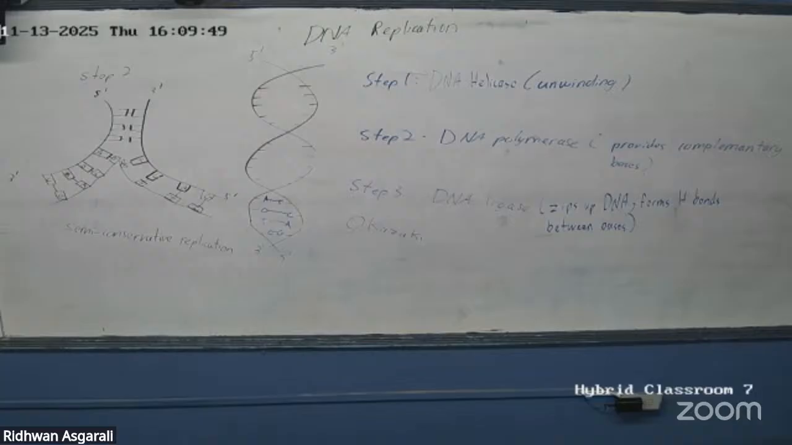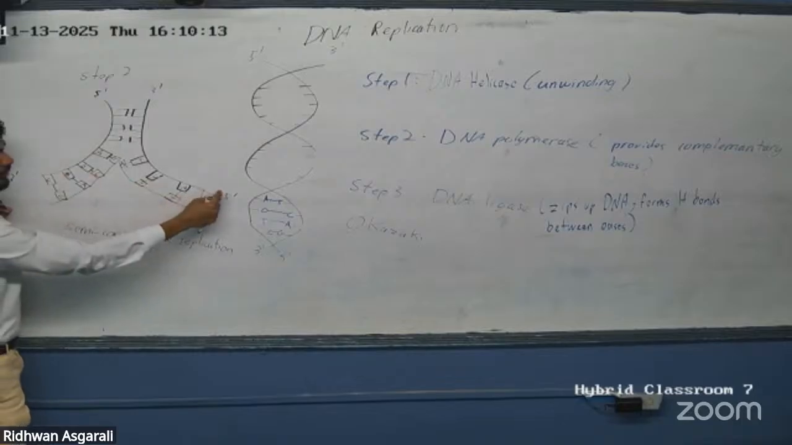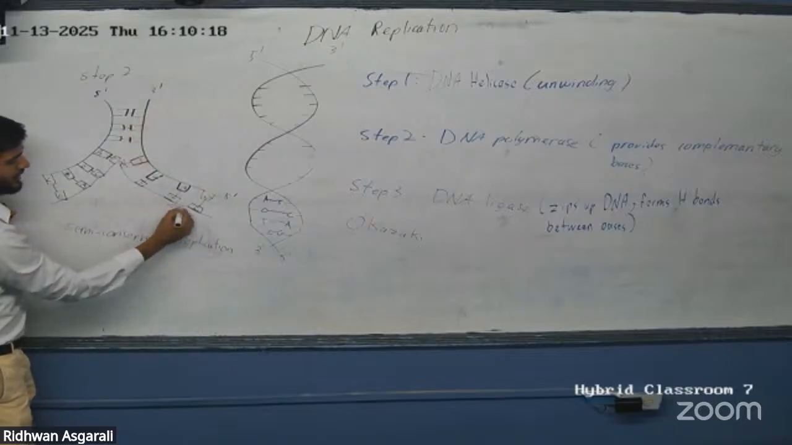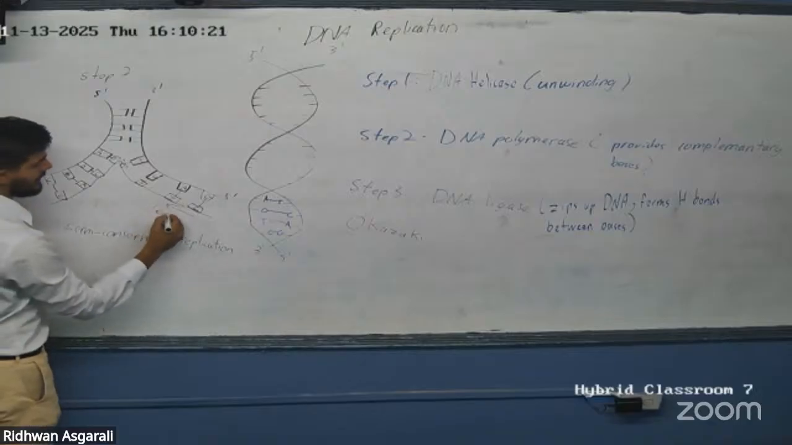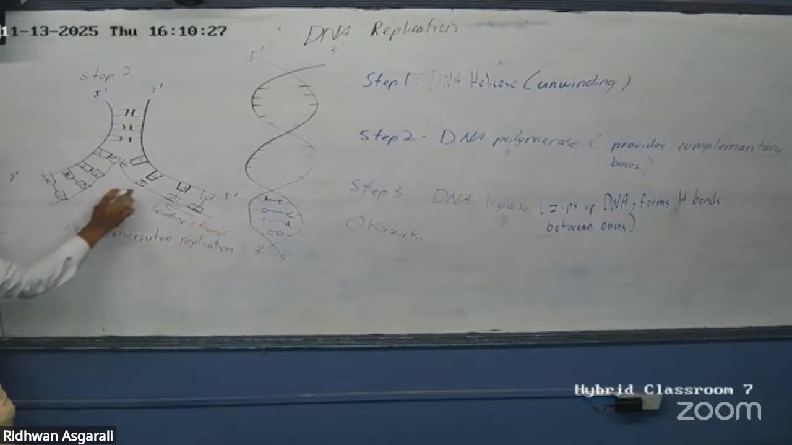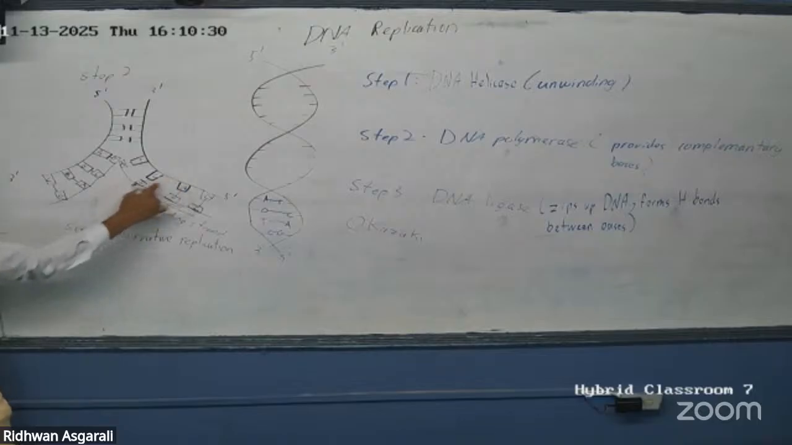Okay, before we move on, when I was talking about the replication fork, this is the area I'm talking about. Remember, the DNA polymerase moves in one direction, 5' to 3'. Let's say it starts from here, so it will go from a 5 prime to a 3 prime direction. This strand going in this direction we call the leading strand.